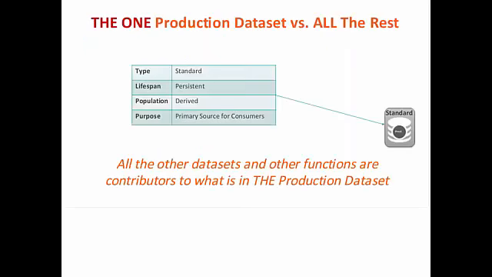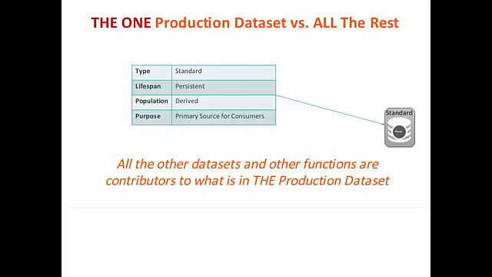So there is a special data set. The special data set is what we call the production data set, or the one data set. It's a standard data set. It is persistent. It is not transient. It is there for a meaningful purpose. It is derived in that it is not written to directly by people or written to by a data set or a data source. And it is the primary source for consumers of the CMDB.